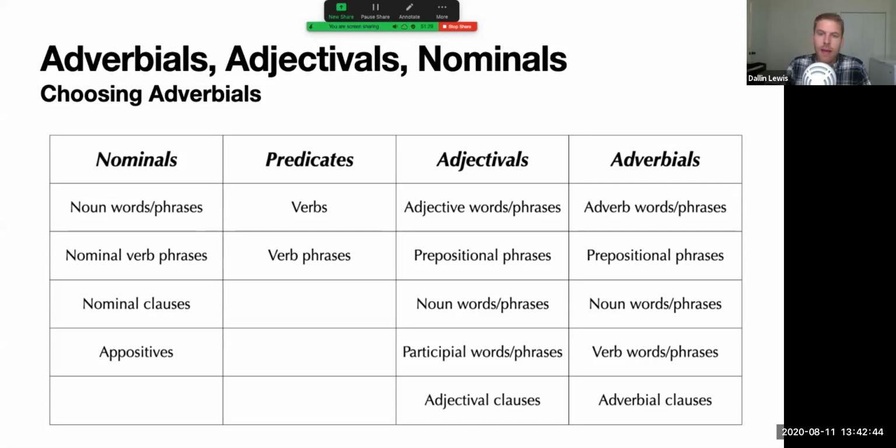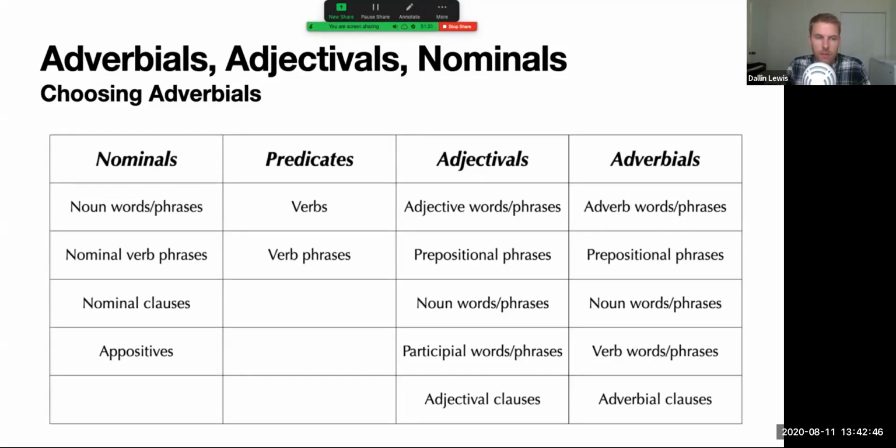So when I use the term adverbial, adjectival, or nominal, what I mean is a word, phrase, or clause that is performing the function of an adverb or an adjective or a noun, respectively. Now, it might sound confusing. It's going to make more sense as we go along, but it's also what makes language so rich and complex: the way in which nouns can function as adverbs and vice versa, okay?